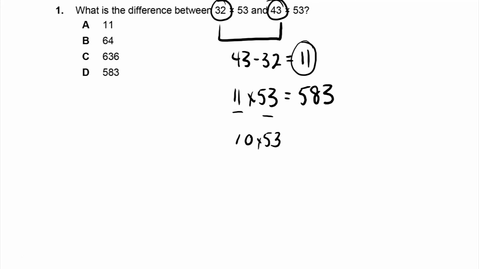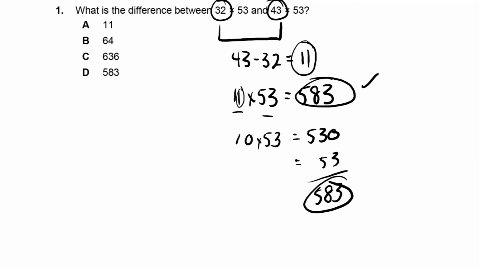As an estimate, we look at 11 times 53, and that's going to be pretty close to 10 times 53, right? So we know that's going to be 530. And then there's just one more, right? Because it's 11. So I could take that and add 53 more. And I end up at 583. So that confirms that my number is correct.